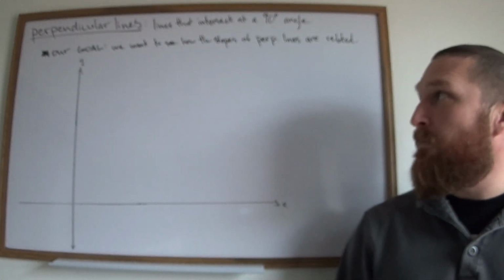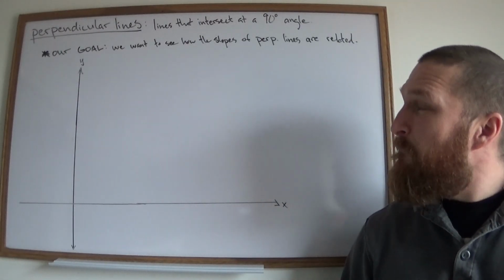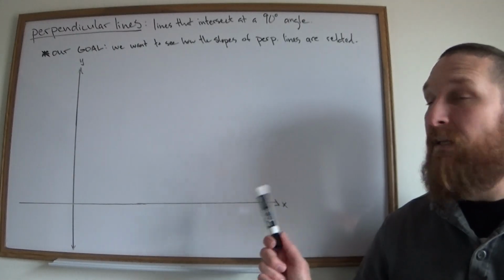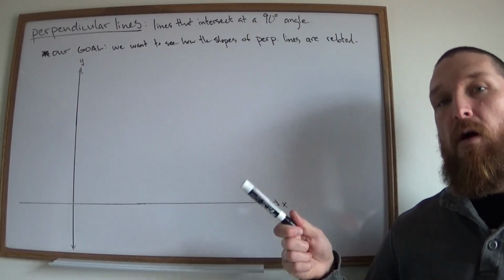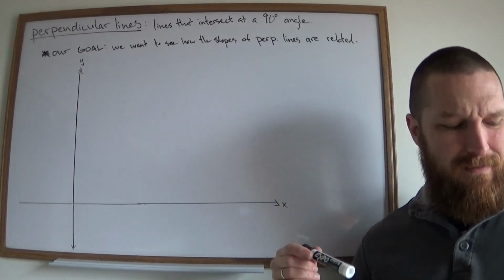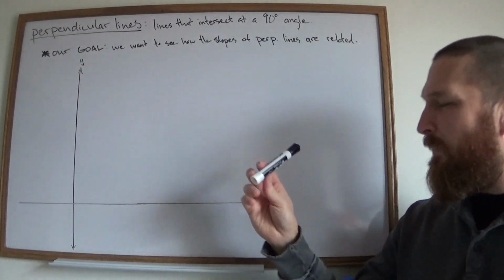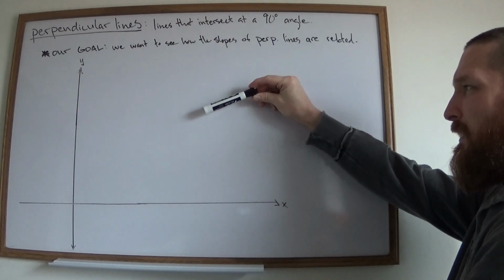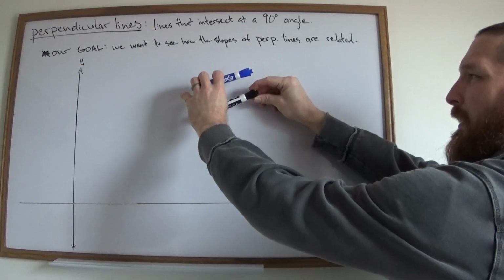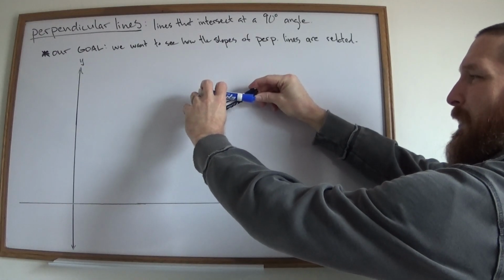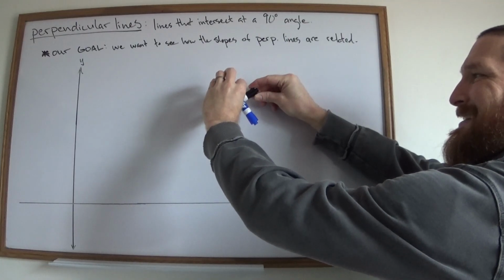Okay, new definition. Perpendicular lines are lines that intersect at a 90-degree angle. Now, what we're trying to do here is see how the slopes of perpendicular lines are related to each other, because clearly it's the slope that determines whether two lines are perpendicular. If they're the same slope, clearly they're parallel. But it depends on the slope of the other one before they get to a 90-degree angle between them.